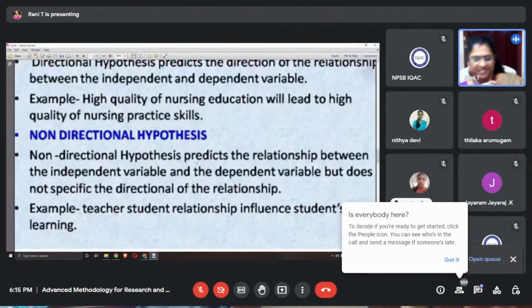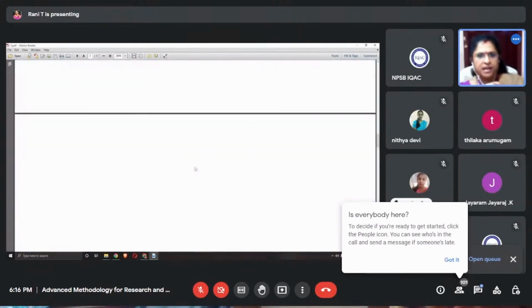And what is a non-directional hypothesis? I have taken teacher-student relationship. Teacher-student relationship influences students' learning. This we cannot say is a directional hypothesis. We can predict the relationship between the independent variable and the dependent variable, but we cannot specifically say there is a directional conclusion of a resultant. The teacher and student relationship may be fair, and you can treat that student exclusively and inculcate education, everything, but that we cannot place under practice skills as well as learning result. So this is the non-directional hypothesis.